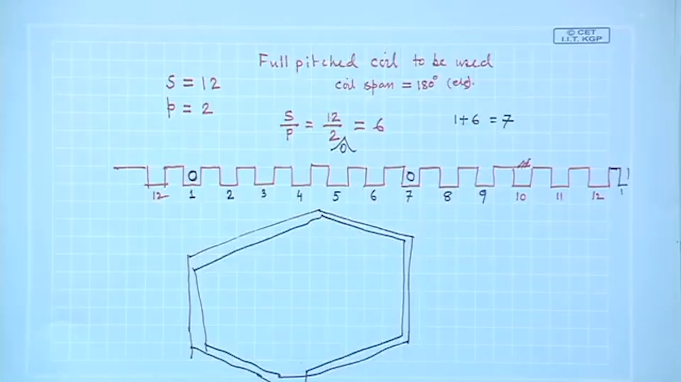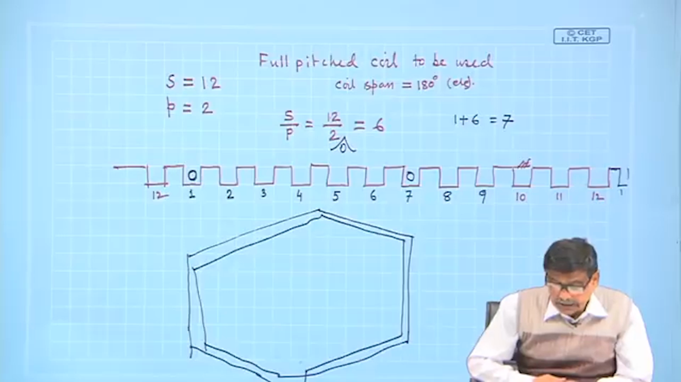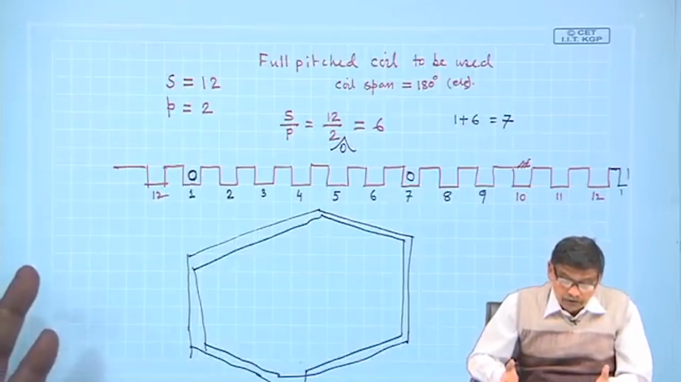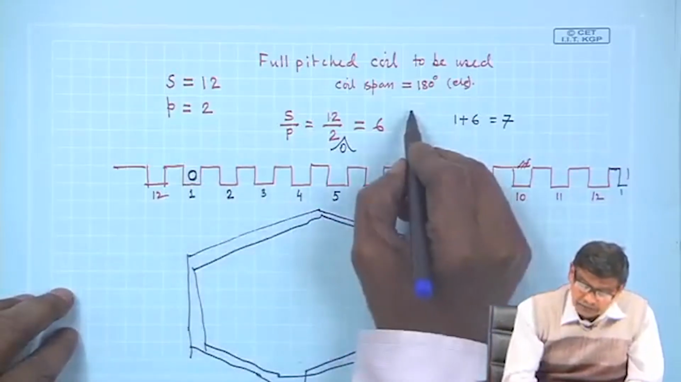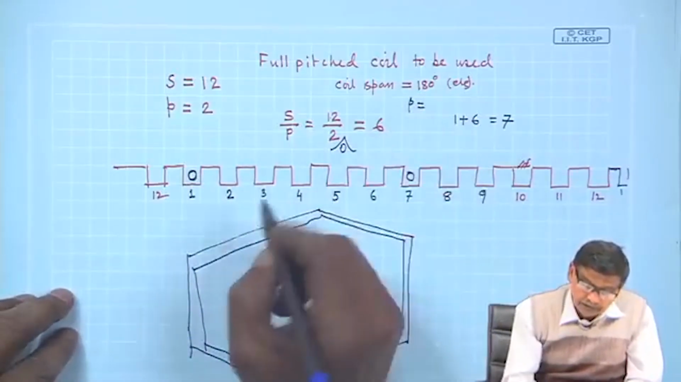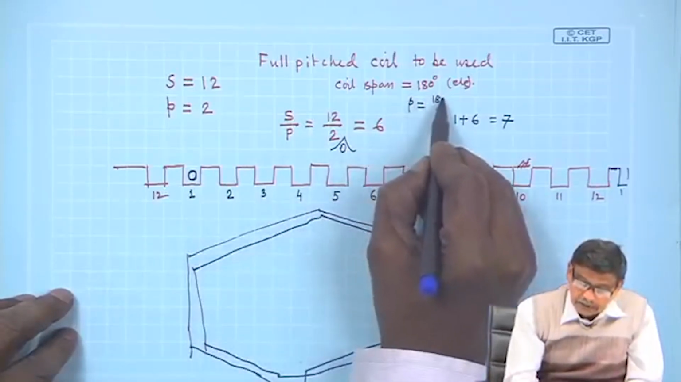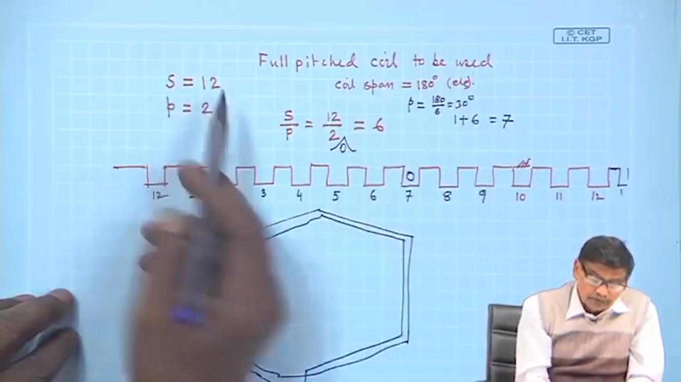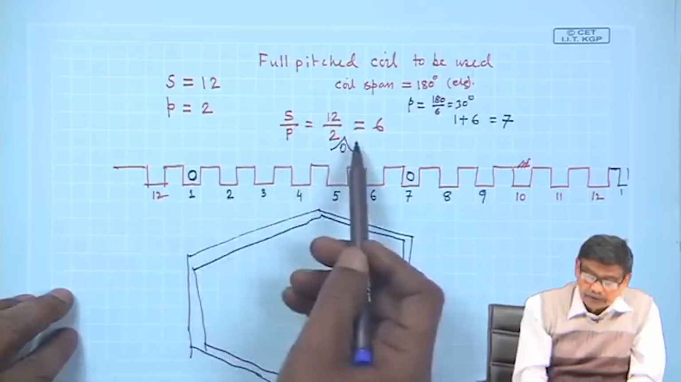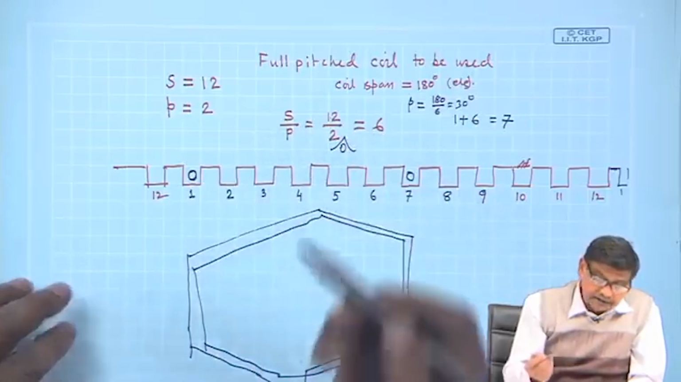If you look at this example, suppose a machine is having 12 equispaced slots. If you like, you can calculate also beta, the angle between two consecutive slots, which will be 180 by 6, that is 30 degrees electrical. Total number of slots is 12, so the number of slots per pole is 6.